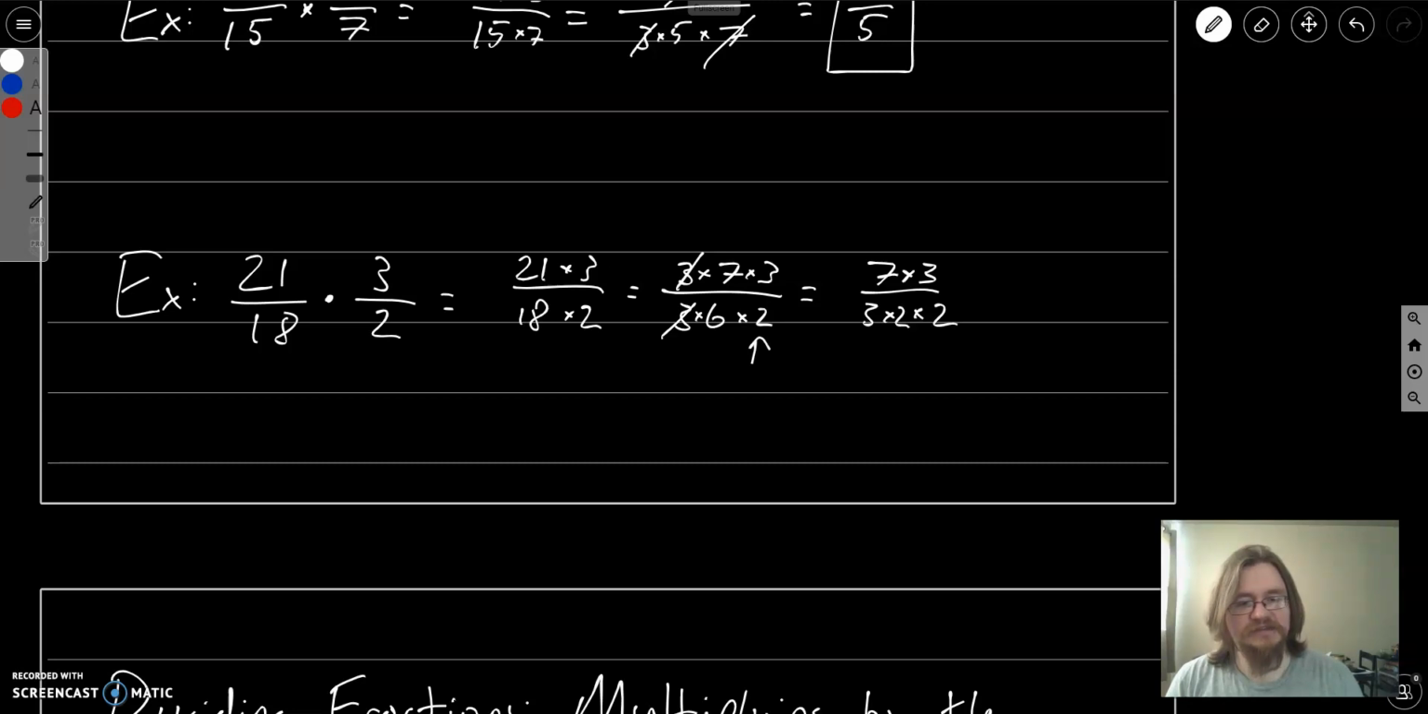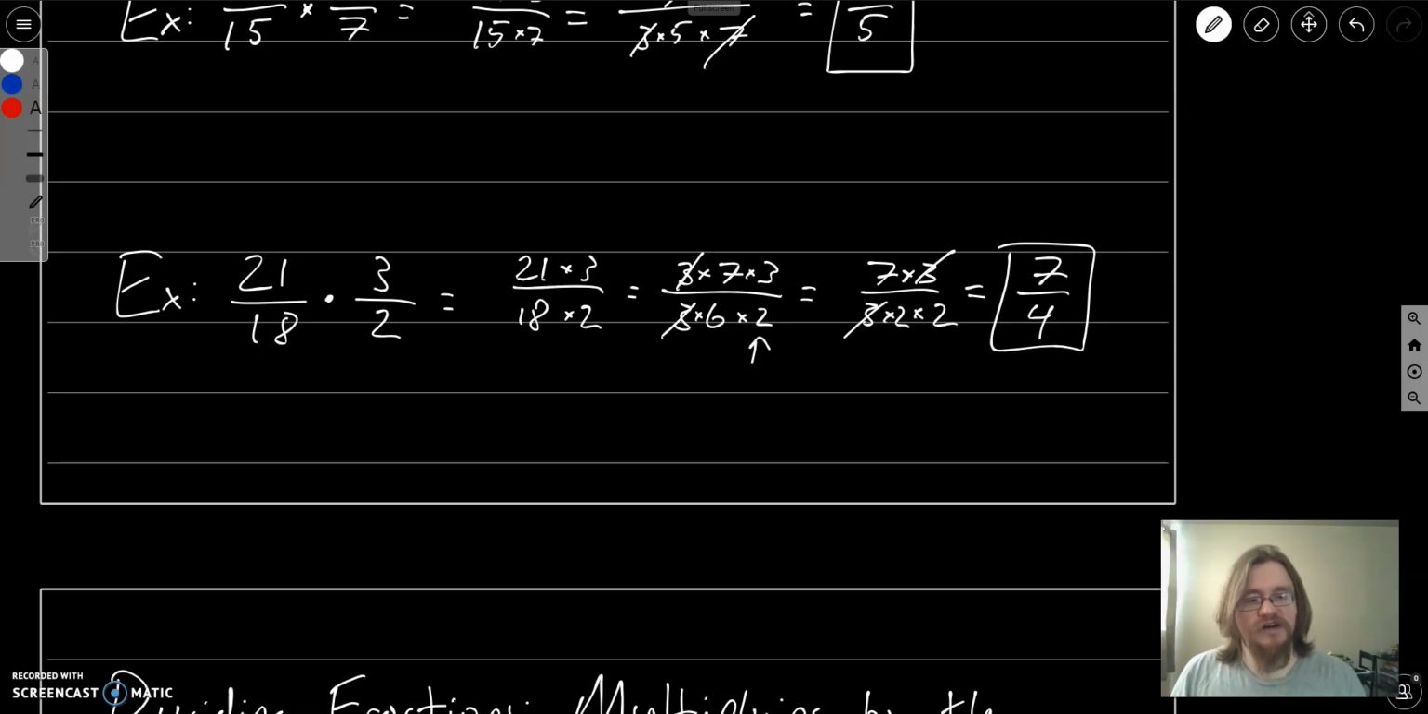And I can cancel the 3 on the top and the 3 on the bottom. The 7, I can't split that apart anymore. I can't split 2's apart anymore. And 7's and 2's don't cancel. They're all the same number. So we get 7. And then on the bottom, it's 2 times 2, which is 4.